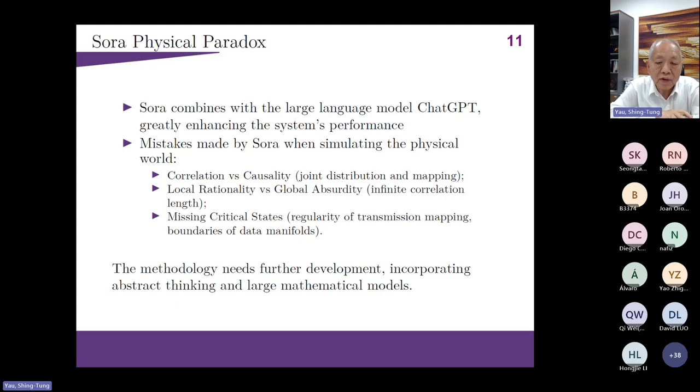Mistakes made by Sora when simulating the physical world: correlations versus causality, joint distributions and mapping, local rationality versus global absurdity, infinite correlation length, missing critical states, regularity of transmission mapping, boundary of data manifolds. So the methodology needs further development, incorporating abstract thinking and large mathematical models. Well, during the training process of Sora, billions of pairs of labeled data are used, which is impossible in the education of a child.